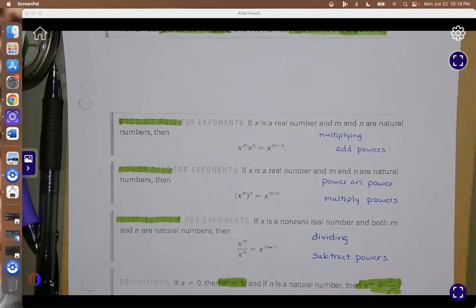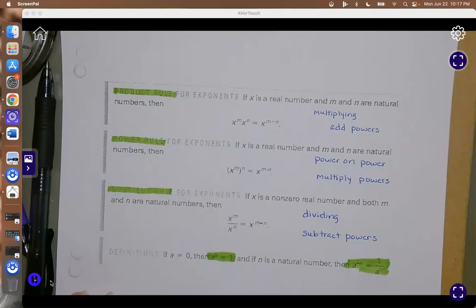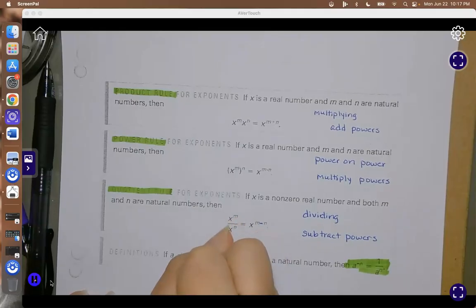And again, this should all be review. Anything to the 0 power is 1. And then if you have a negative exponent, what you do is take this whole piece and drop it to the bottom. It becomes a positive exponent, and then you put a 1 on top. Okay? So I'm going to take a minute and write this down in words.